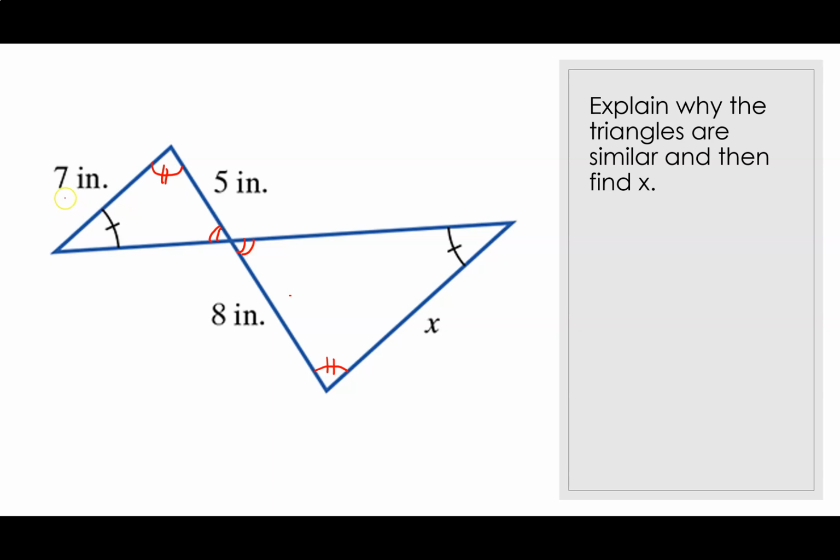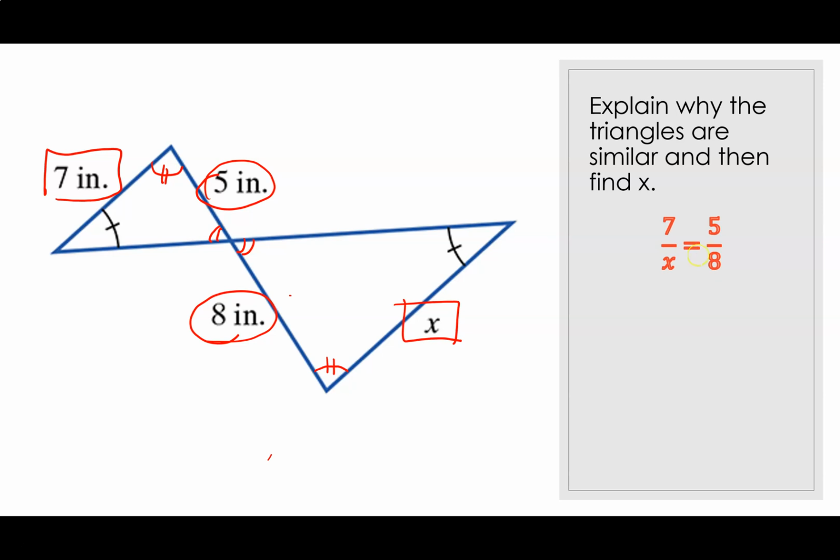So if we look at it, we would say 7 is to x, and that goes from 1 mark to 2 marks. Okay, 7 is to x would be the same as 5, and that would go from 2 marks to the vertical angles there, 5 is to 8. Okay, so corresponding sides are proportional. So we would have the equation 7 is to x is equal to 5 is to 8.